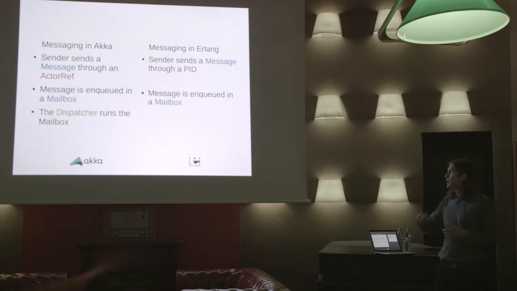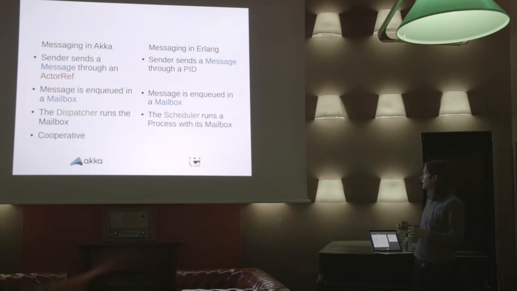And in Akka, a dispatcher runs a mailbox. And it was fairly confusing for me at first, because why do we run a mailbox and not an actor? Actually, a mailbox is an instance of Runnable from Java. And then I thought maybe a message could be a Runnable too, but we want the actor to preserve state. So that means that we don't want one actor running on two OS threads at the same time, which means that having the mailbox as an instance of Runnable makes a lot of sense. In Erlang, the scheduler runs a process with its mailbox.